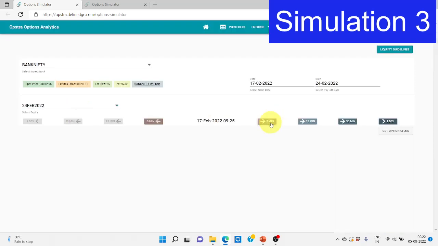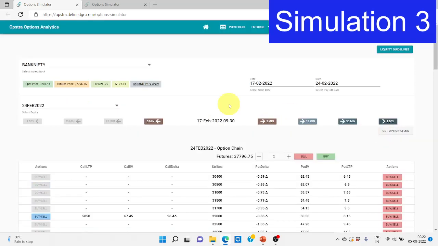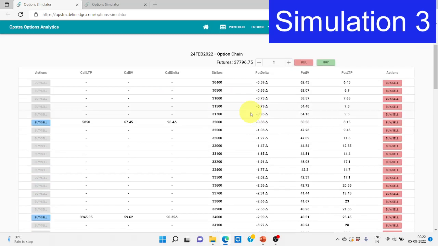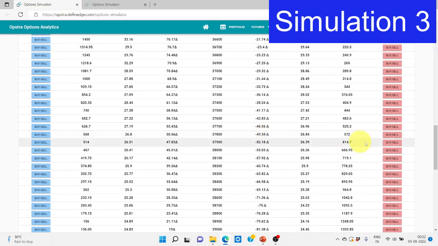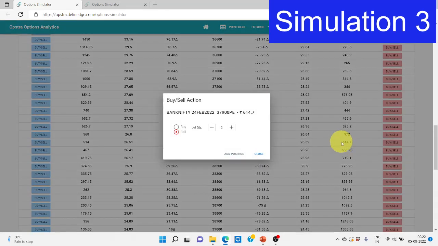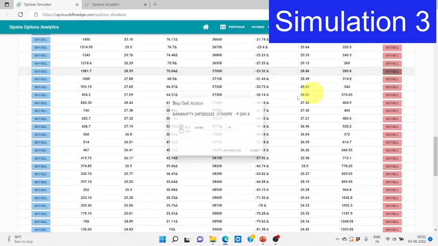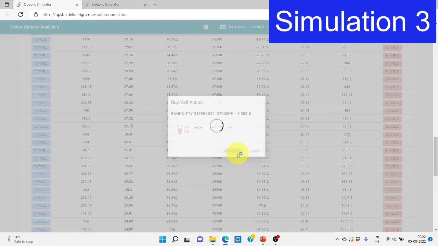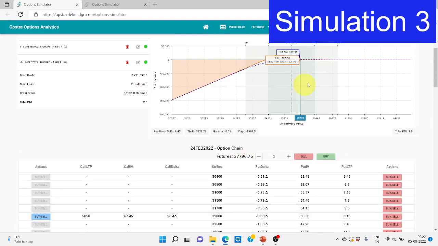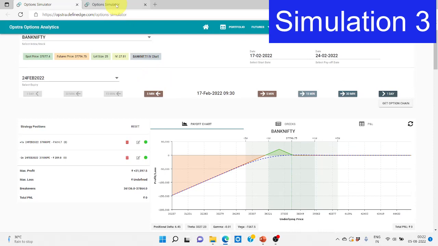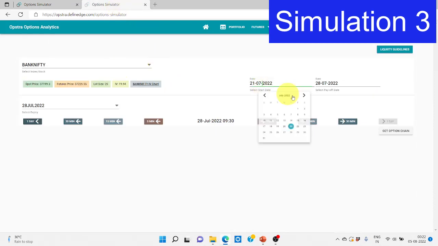Let's just set this up. You can see the VIX was already high on that 17th of February, though there was no news of the Russia-Ukraine war at that point of time. So 37,900 is the ATM here. We can see that as the VIX is more, we're getting 614 premium. So almost less than 300 we have to sell. So 289 where it is available. 2 lots we will sell. Okay, this is fine. Similarly 37,900 we have to. We'll just go to the February month.